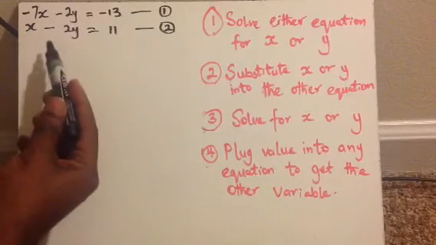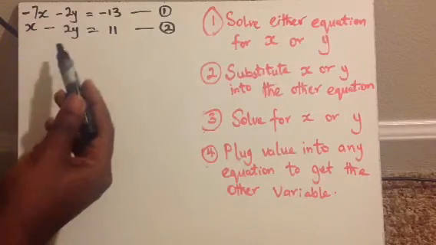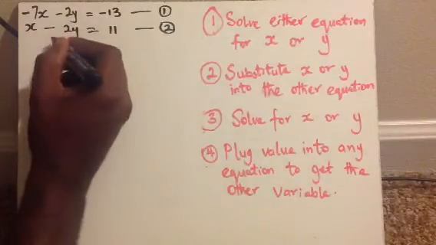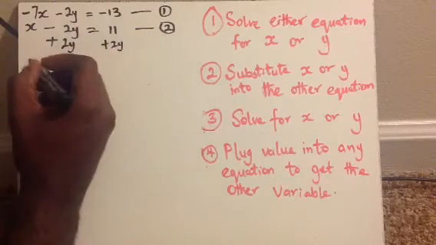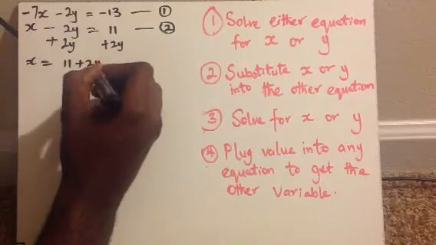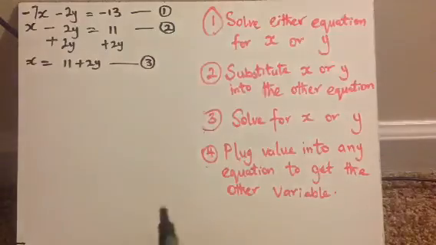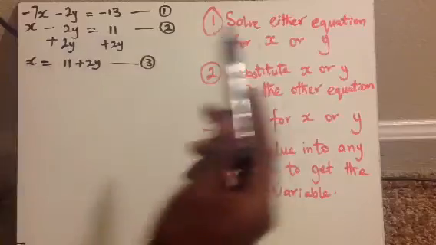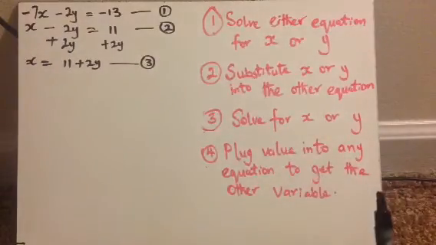Looking at equation 2, it's easier to solve for x because all we have to do is just add 2y to both sides. It's just one step. So we'll add 2y to both sides. So we have x equals 11 plus 2y. And we could call this equation 3. So the conditions for the first step has been met. We've isolated x.